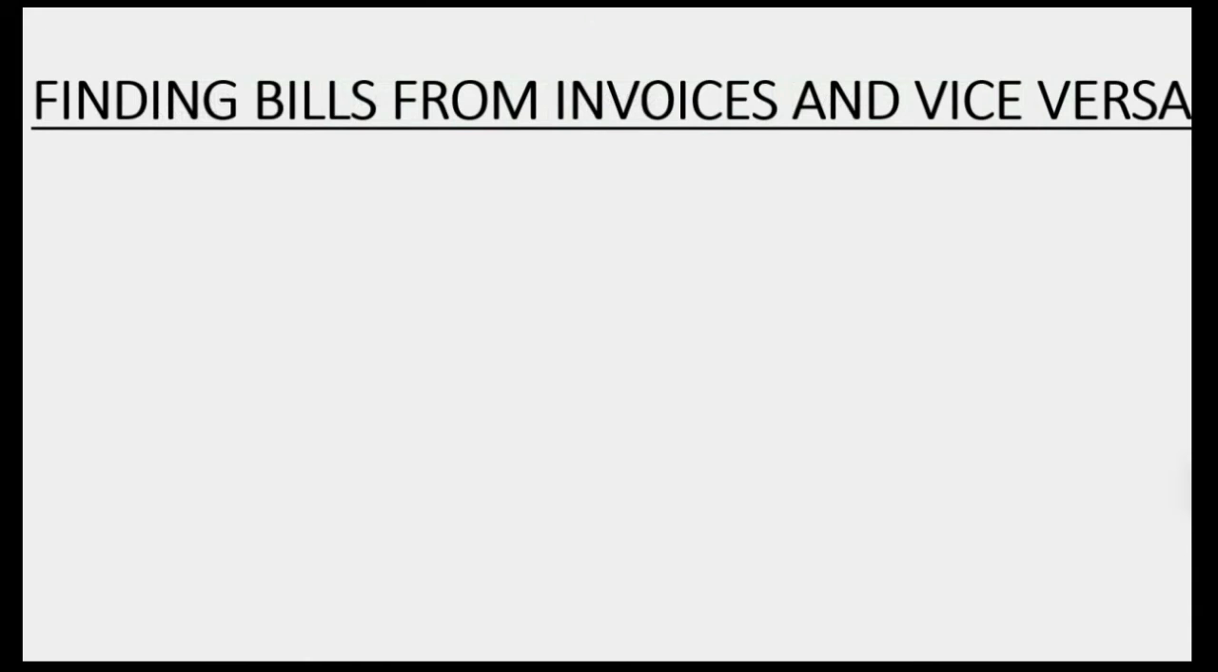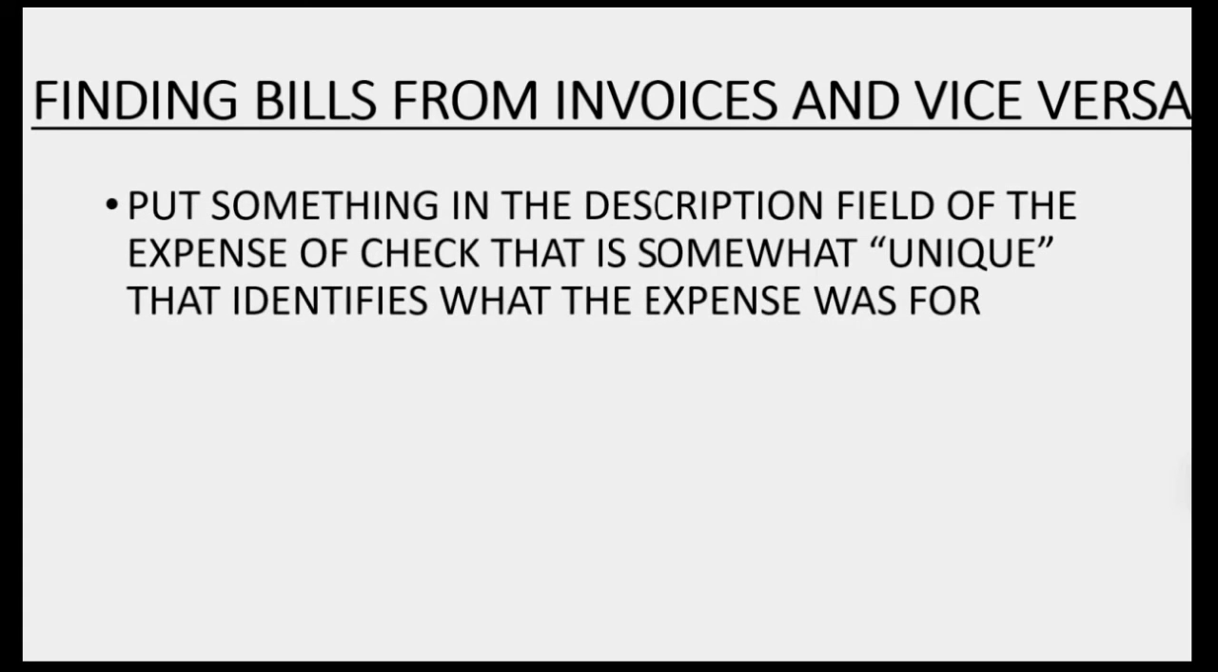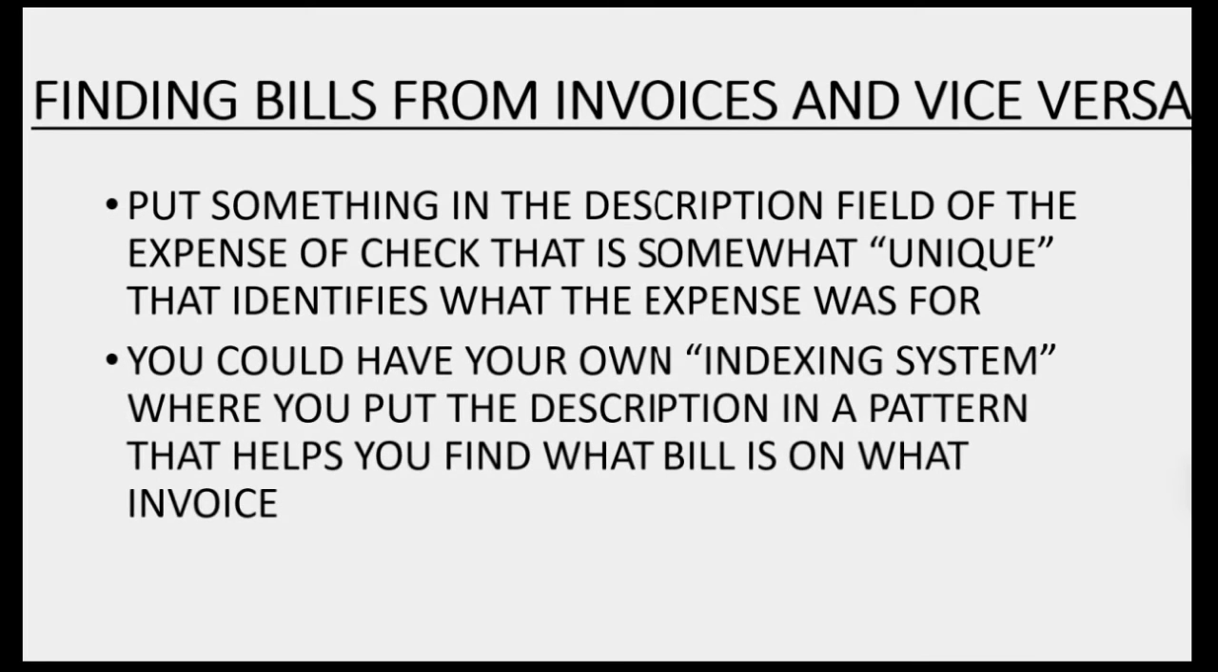So how do we find a bill if we're looking at an invoice, and how do we find the corresponding invoice if we're looking at a bill? The advice is to put something in the description field of the expense or check that is somewhat unique, that identifies what the expense was for. You could have your own indexing system, so if it happens a lot, you can put the description in something like a pattern that your company knows about, so it would be clear to you when you look at a particular bill what invoice it was on, or you look at an invoice and you know what bill that charge came from.